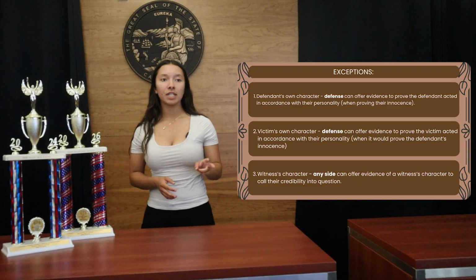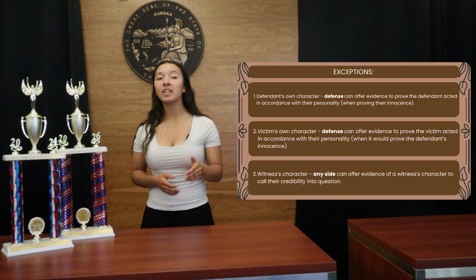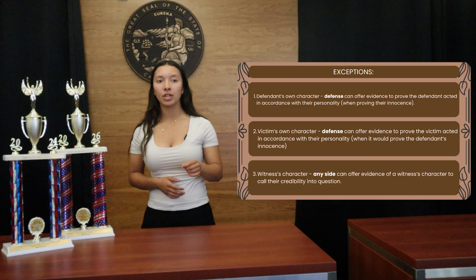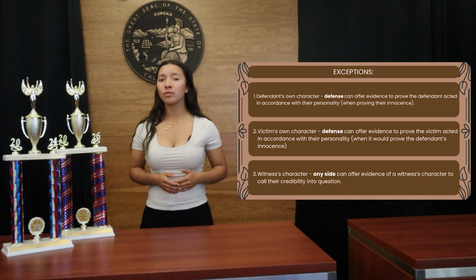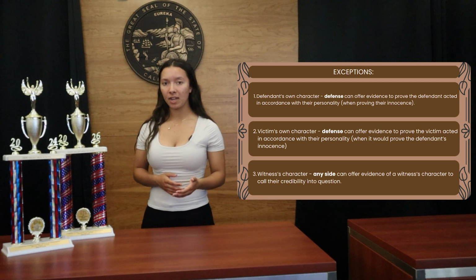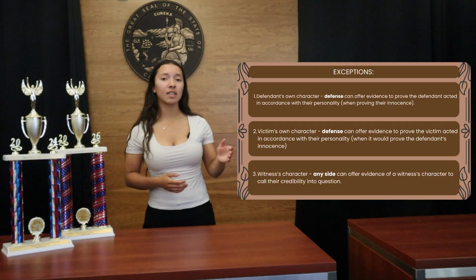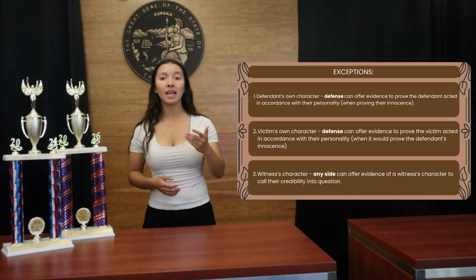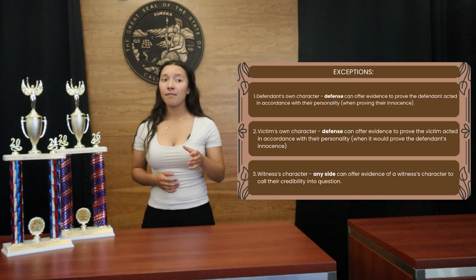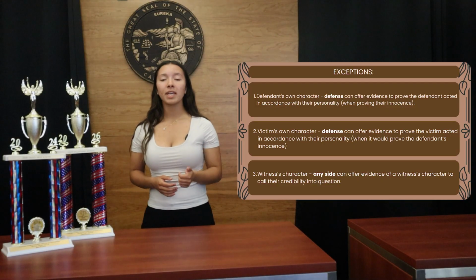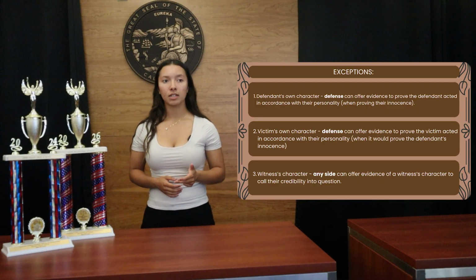The second exception is victim's character, which is offered by the defense to prove that the victim acted in accordance with their character on a specific occasion. However, this may only be used if it would prove the innocence of the defendant. For example, the defense can bring up evidence that proves that the victim is a liar, because in that case, it would prove the innocence of the defendant. This evidence can be offered in the form of opinion, evidence of reputation, or specific instances of conduct.